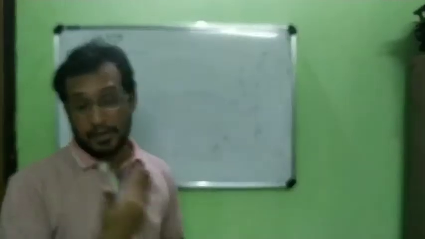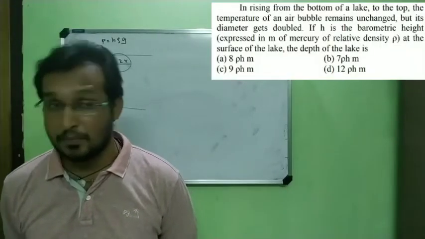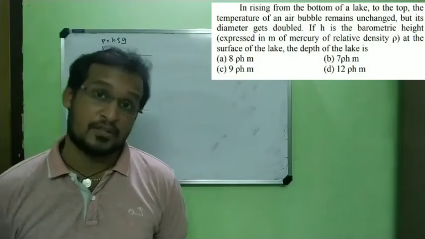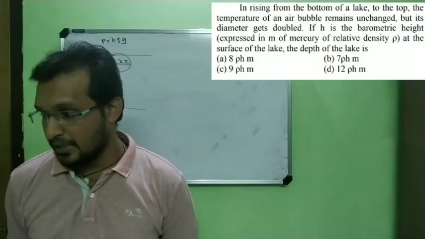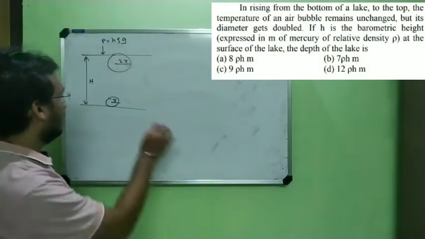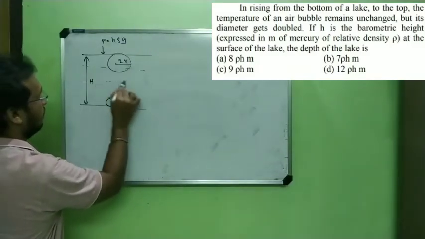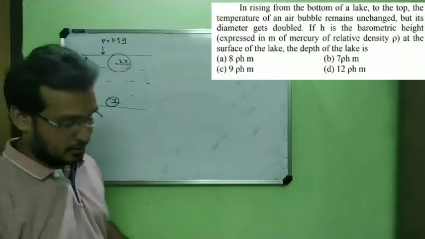So, here is the next question. In rising from the bottom of a lake to the top, the temperature of an air bubble remains constant. That is the concept. The temperature remains constant, but its diameter gets doubled. So if this is the lake, water, the bubble initially has radius r, and when it reaches the top, its diameter or radius will get doubled.